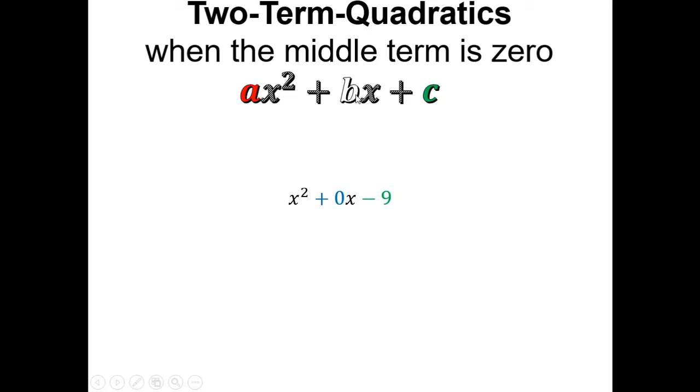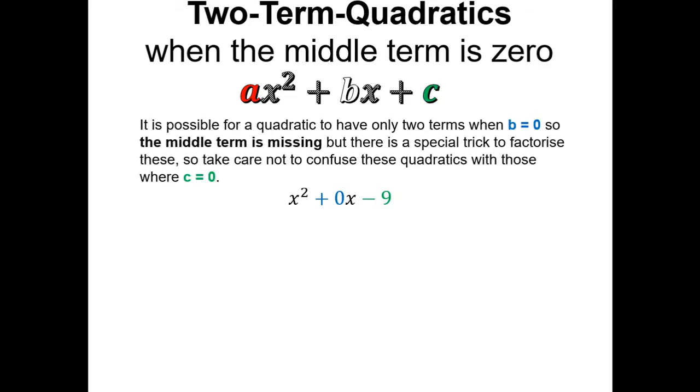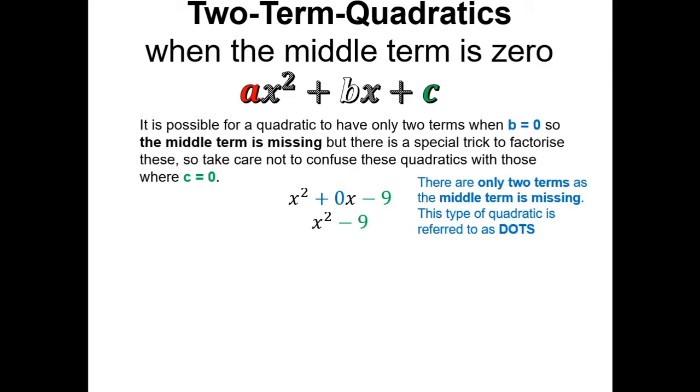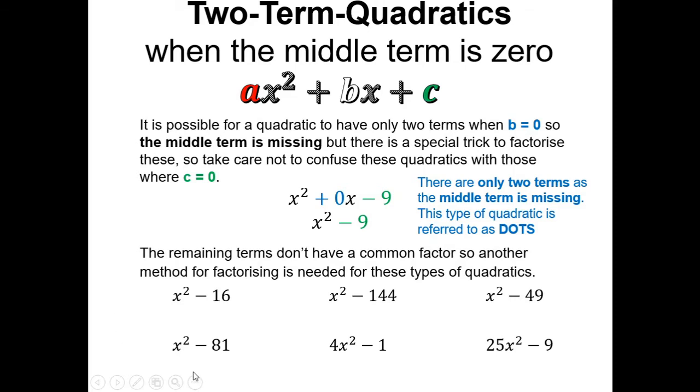Now, what about a two-term quadratic where the b is 0? So if there's a 0 here, we just have an x squared term and a number term, like I've got down here. This can simplify to be x squared minus 9 instead. If the middle term is missing, this is something that we refer to as DOTS, difference of two squares. We'll get into that a little bit more just a little bit later. But all of these are considered DOTS.